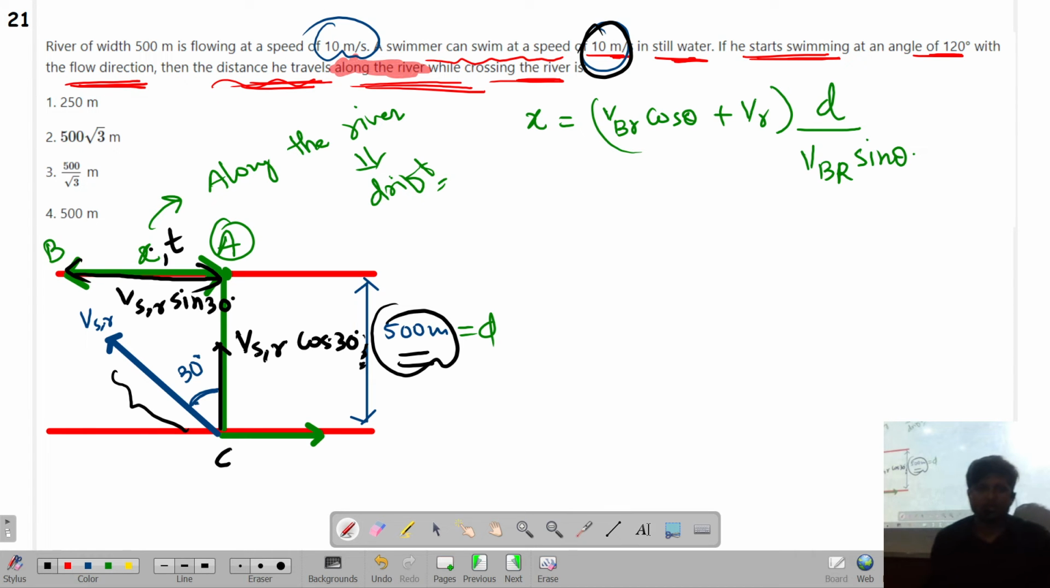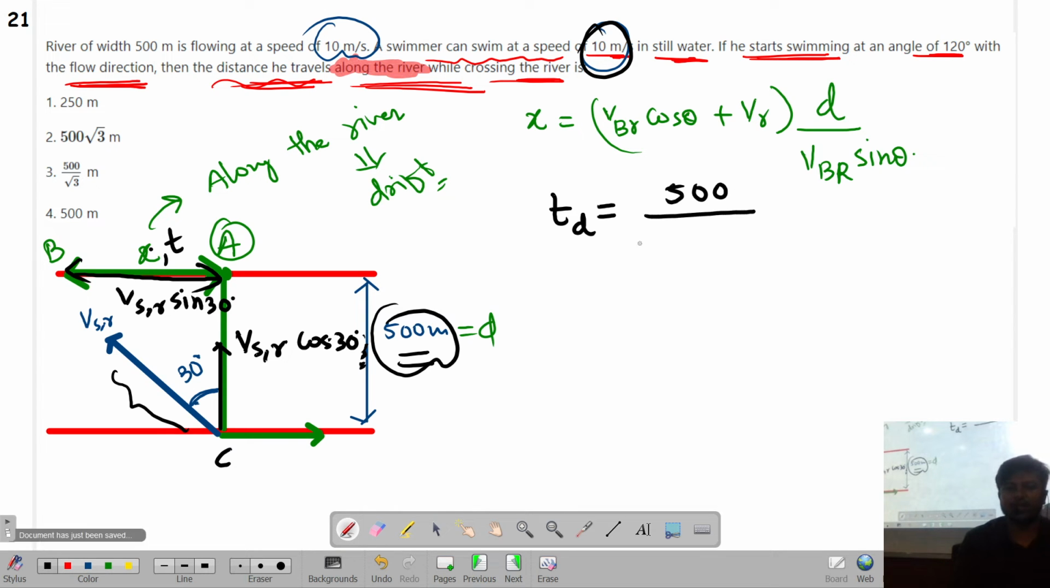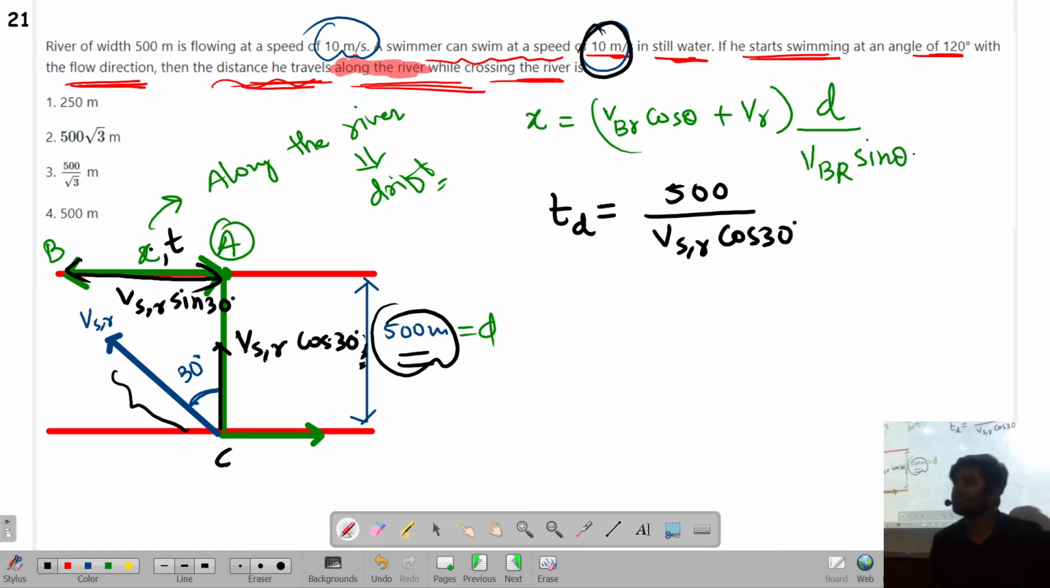Got it or not? So therefore, let's suppose I'll calculate the time. I'll calculate the time to cross the width. Okay. So time to cross the D is how much? It is equal to distance D, which is 500 meters, divided by velocity of swimmer with respect to river into cos 30, or not? Tell me yes or no. Are you getting me or not? Yes or no? Now look over here.